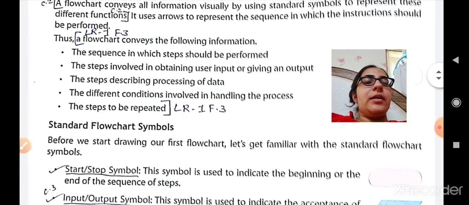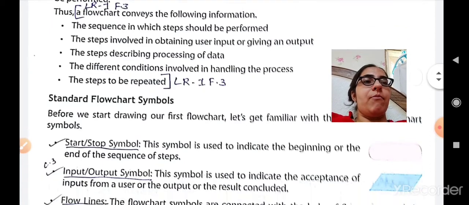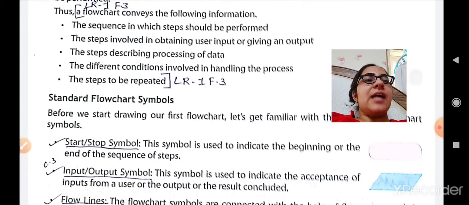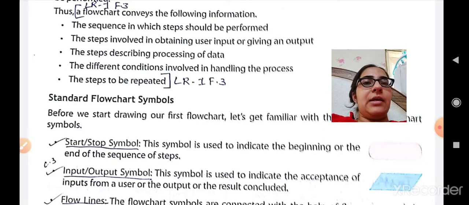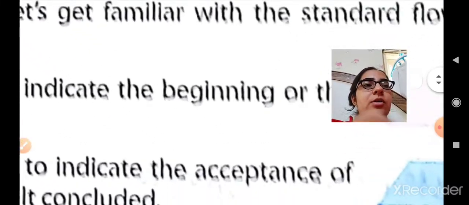Before we start drawing our first flowchart, let's get familiar with the standard flowchart symbols. The very first symbol is the start or stop symbol. This symbol is used to indicate the beginning or the end of the sequence of steps. It means every flowchart starts with the start symbol and stops with the stop symbol. A person should know from where the flowchart begins and from where the flowchart ends. So this is the symbol of start or stop. The same symbol will be used in the beginning and the same symbol will be used at the end also.